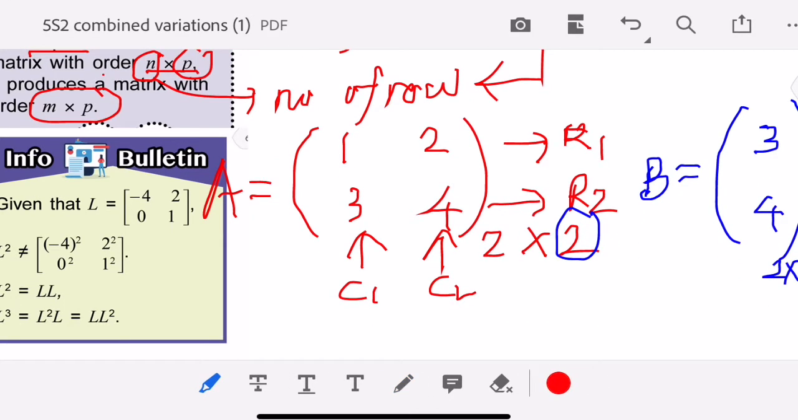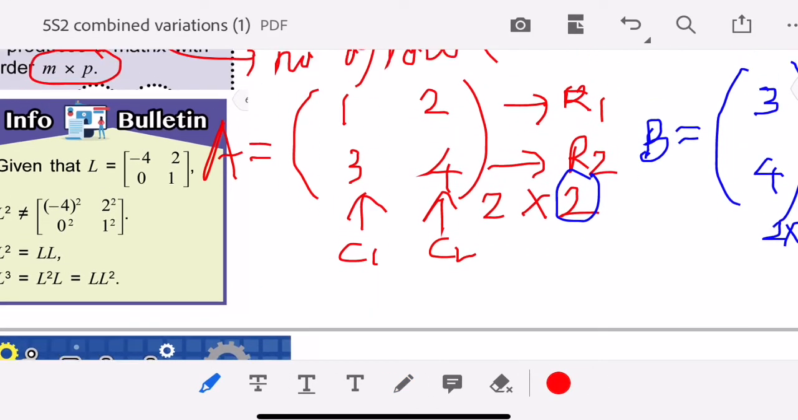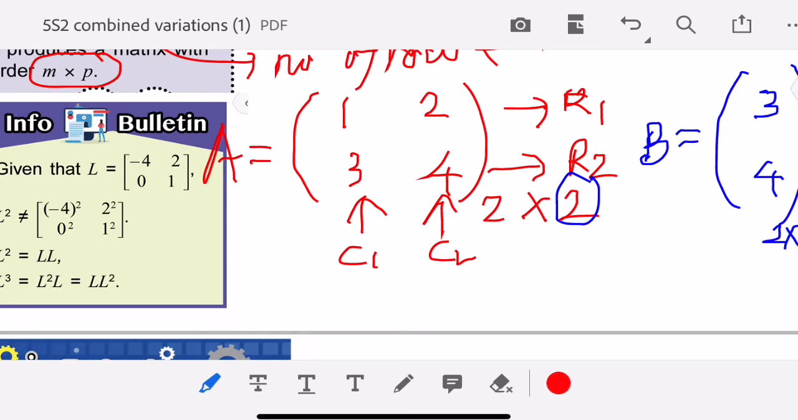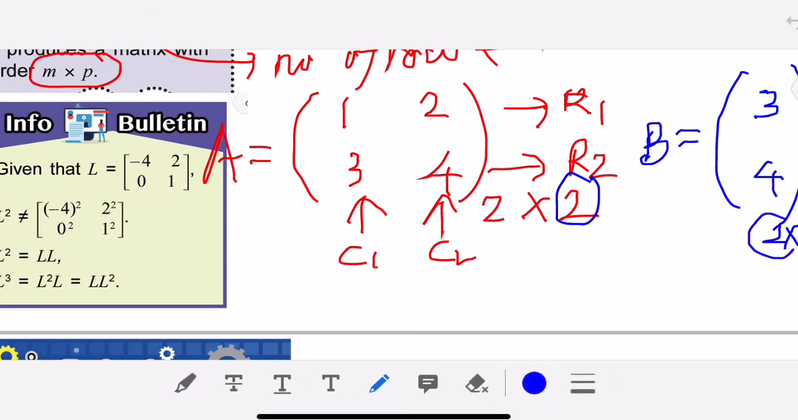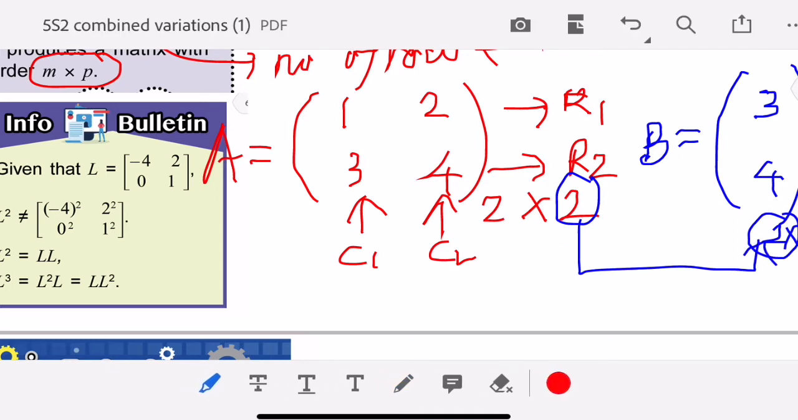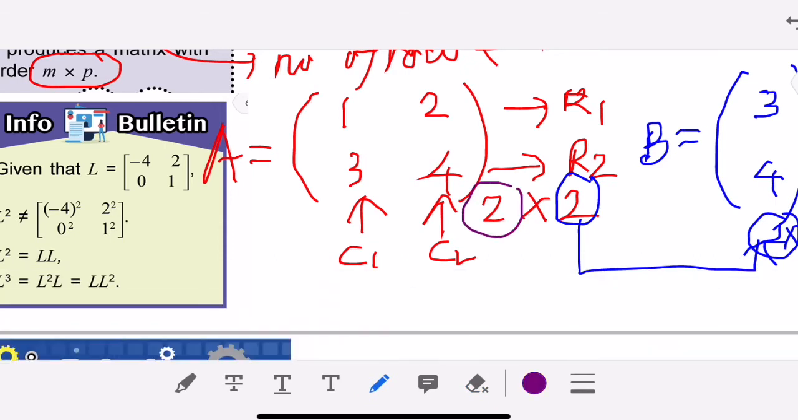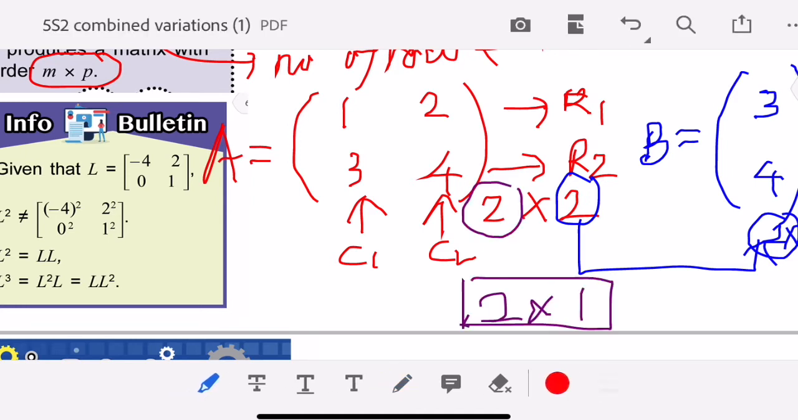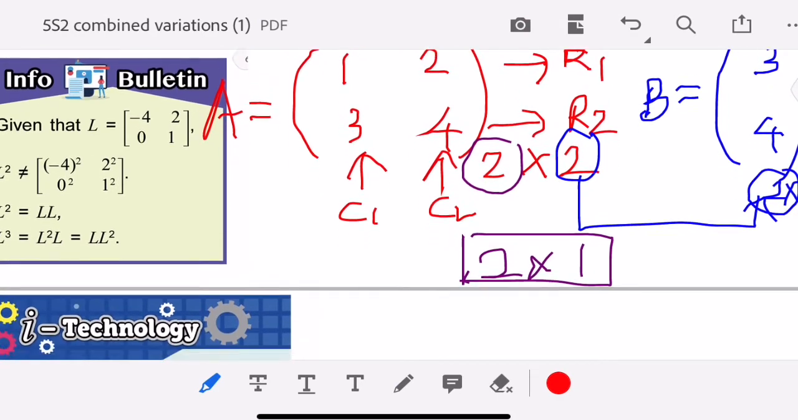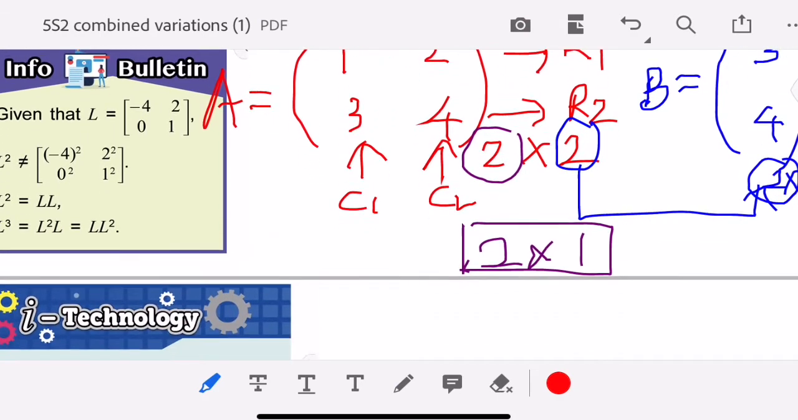When I multiply these two matrices, you see this 2 and this 2 must be the same. After you multiply, the product you get will be the remaining two numbers. That means the answer will be 2 by 1. That is the order of the product of the two matrices. Let me show you how to do the multiplication of matrices.